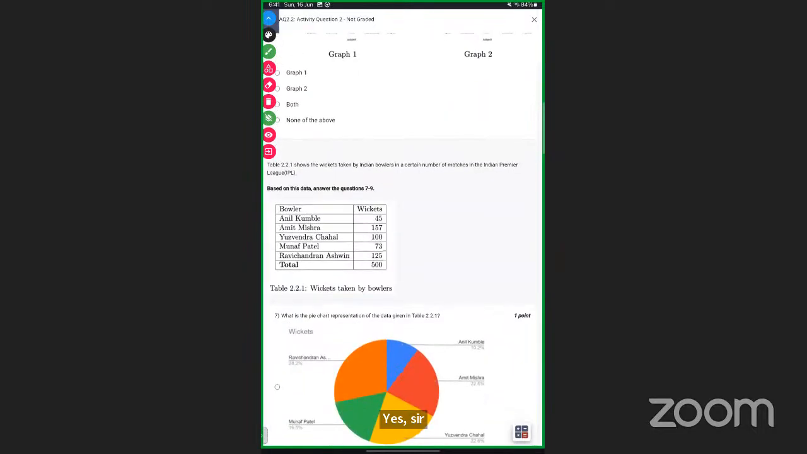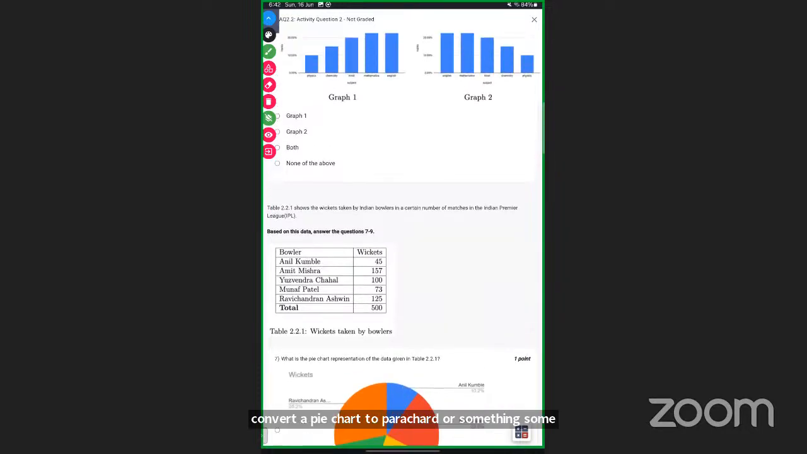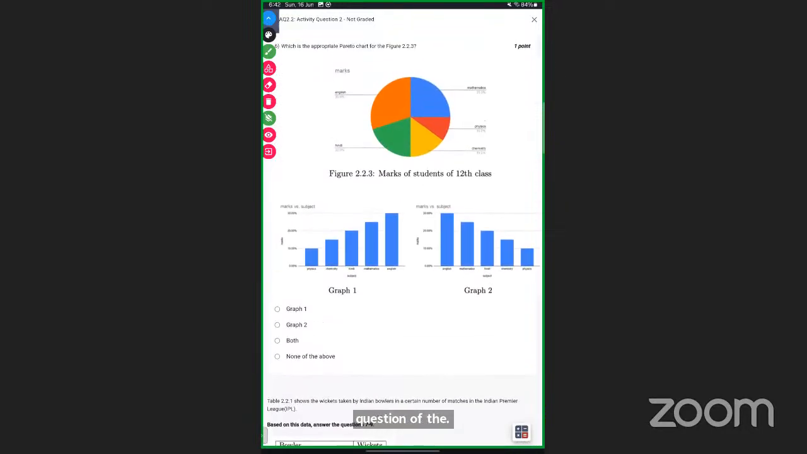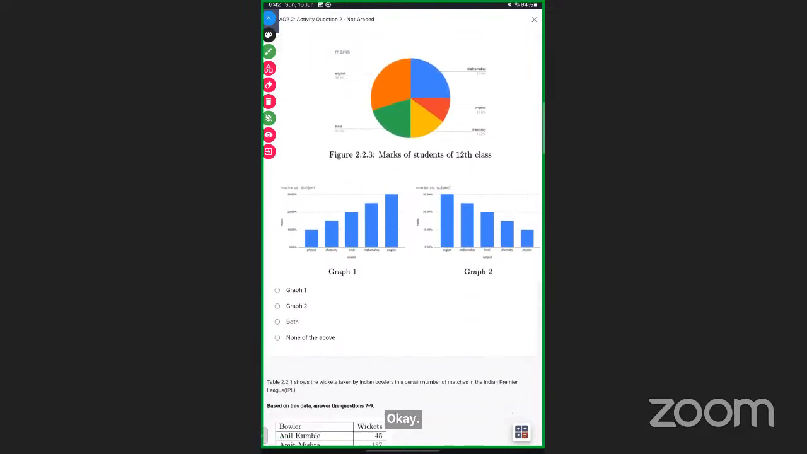So here is a question. Hello. Yes. Just regarding the conversion. Will there be any question that asks about the data that is useful to convert a pie chart to a Pareto chart or a bar chart or something? Some question of that kind can come. Yes, it can come.